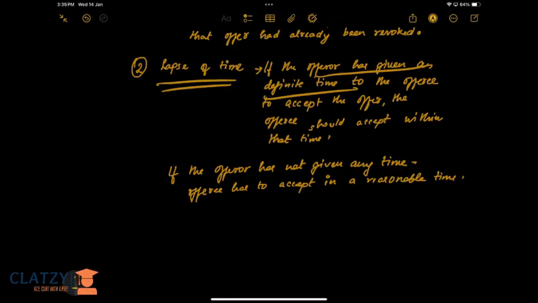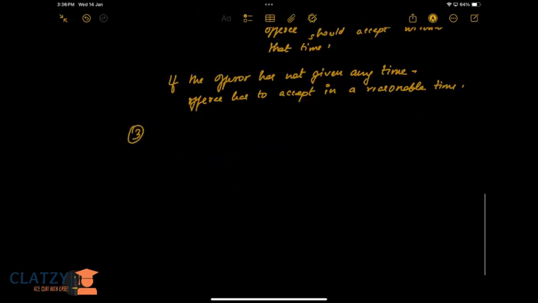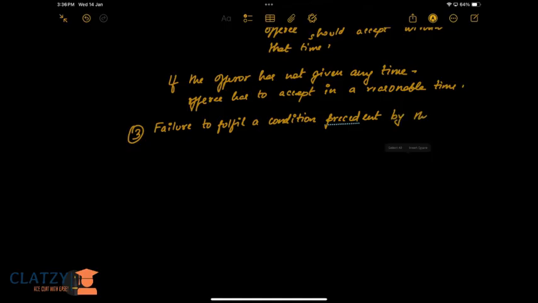First scenario we saw was when the timeline is explicitly given by the offerer in the offer. In that scenario, the offeree has to give his acceptance within that time. Second scenario was if there is no timeline mentioned in the offer, then the offeree has to give his acceptance in a reasonable time. Okay. Third way in which an offer can lapse is when there is a failure to fulfill a condition precedent by the offeree. Condition precedent simply means that before giving acceptance, the offeree has to fulfill a specified condition.